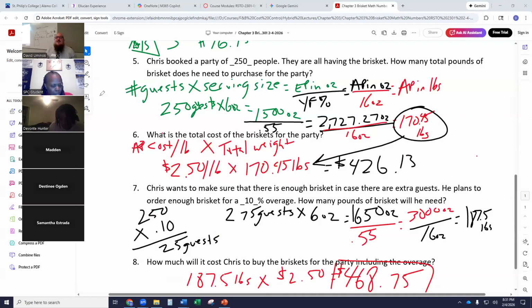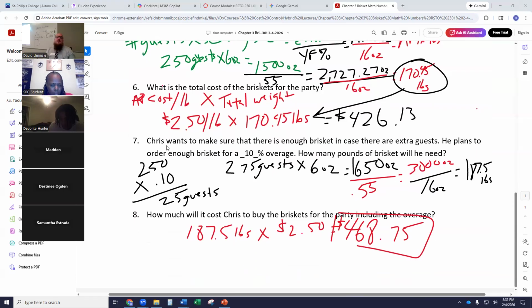So it is actually going to cost me $426.13 to buy brisket for this party. And then we want to do a 10% overage. As a caterer, you often want to prepare a little bit more because sometimes people don't RSVP. They just show up, and now you have extra guests. Or if you don't have extra guests, you can feed your staff. You can feed your team. It's always a good idea.